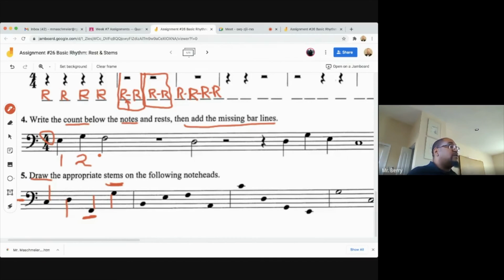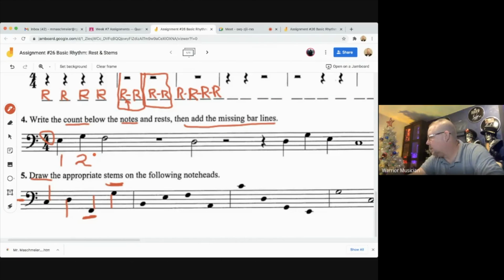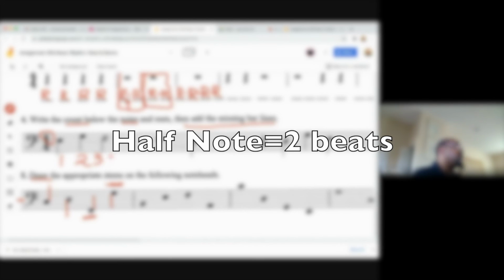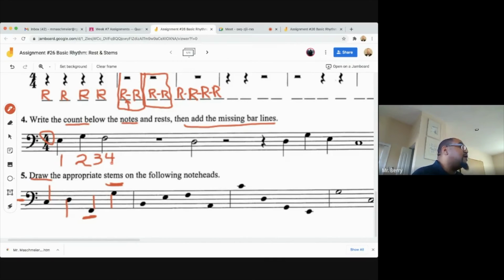The next note, can someone tell me the third note there? What type of note is that? How many beats is it worth? Come on, choir, you can do it. Half note. Thank you. Half note, and it's worth 2 beats. So if it's worth 2 beats, what 2 beats does it get? We just ended with beat number 2, so we're going to pick up right there, and it would be 3-4. Now, the second thing that the instructions tell you to do in number 4 is add in the missing bar line. You will see a bar line after every 4th beat. Whenever you get to beat number 4, that's where you add a bar line.